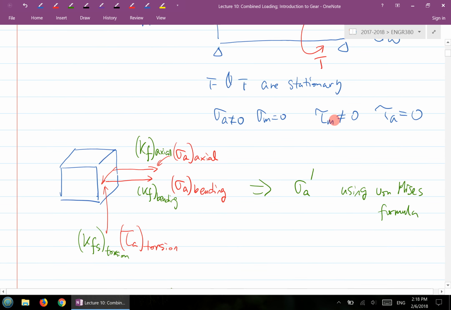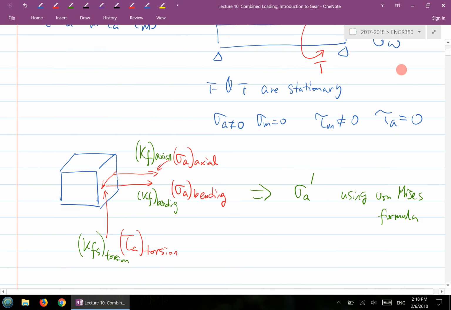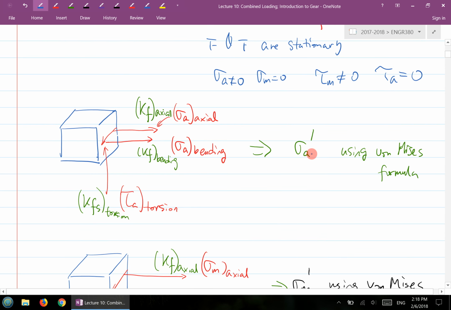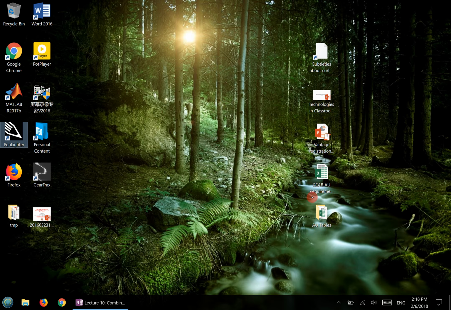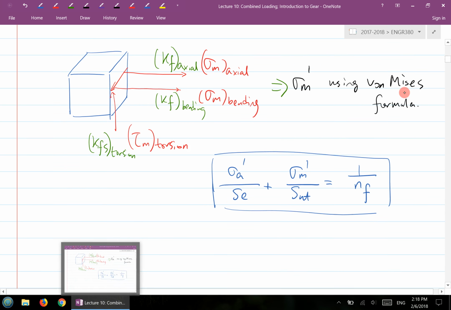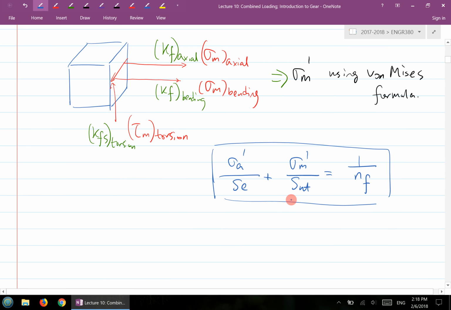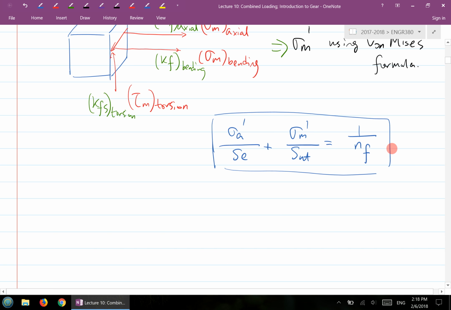If you have a combined loading, first get sigma A prime and sigma M prime, and then substitute into this modified Goodman line equation, and we can calculate the safety factor. So this is the flow of thought here. So how do we calculate sigma A prime and sigma M prime using the von Mises stress formula? Here is the formula.